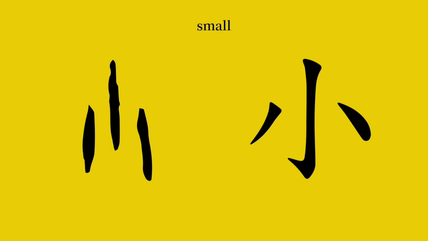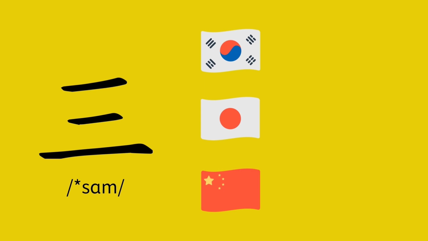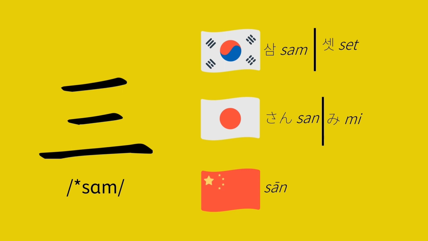In modern Chinese, Japanese, and Korean, the character simply means 3. The Middle Chinese pronunciation was sam. This becomes san in Chinese, san in Japanese, and sam in Sino-Korean. The Japanese also have their own reading of mi. While the Koreans usually have the word set for 3, they also use an older word, sok, to describe this character. They therefore refer to this character as sok-sam.